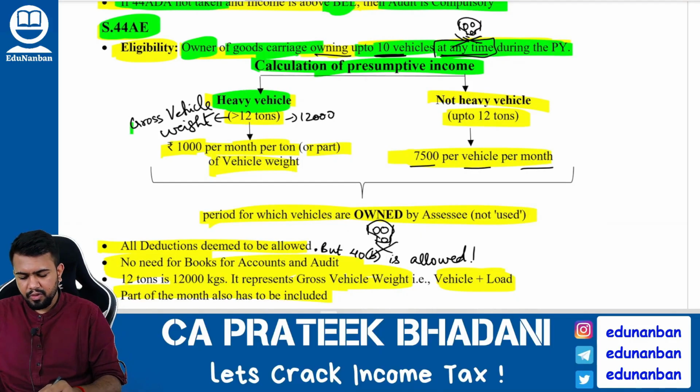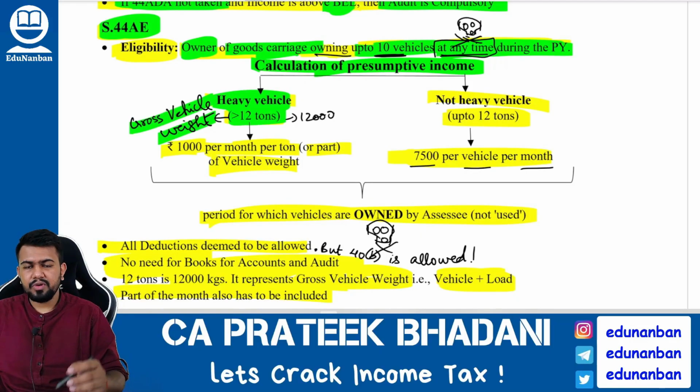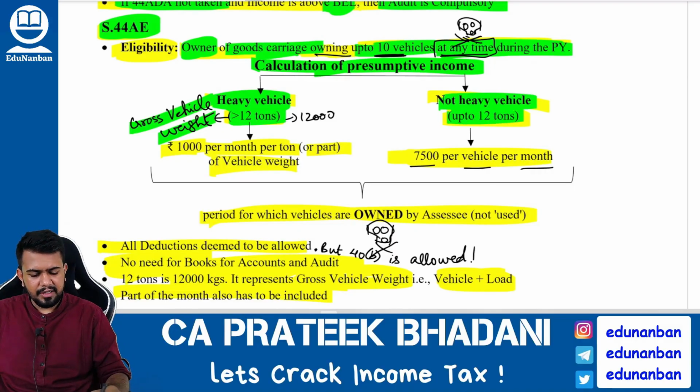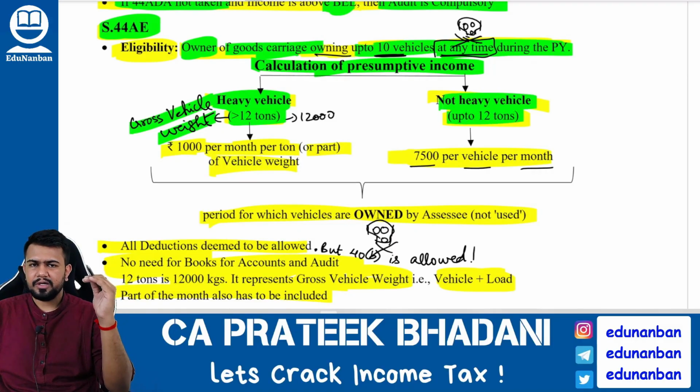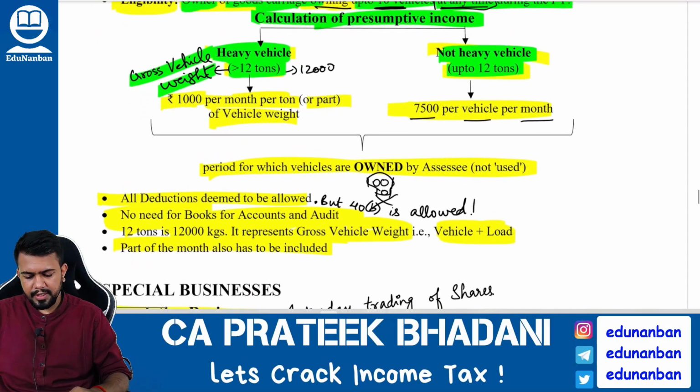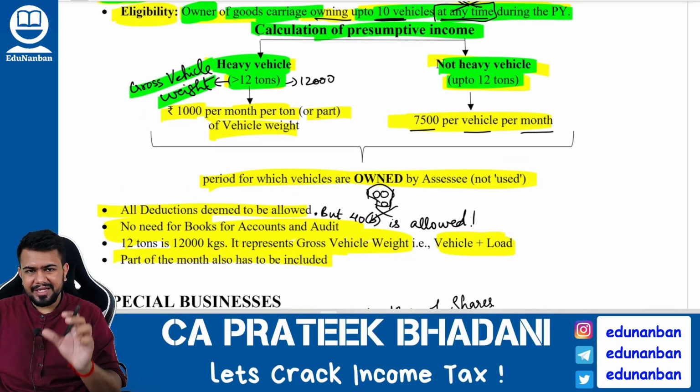A heavy vehicle is a vehicle whose gross vehicle weight is more than 12 tons or 12,000 kilos. Not a heavy vehicle means gross weight is up to 12 tons or 12,000 kilos. Gross vehicle weight means vehicle weight plus load weight.